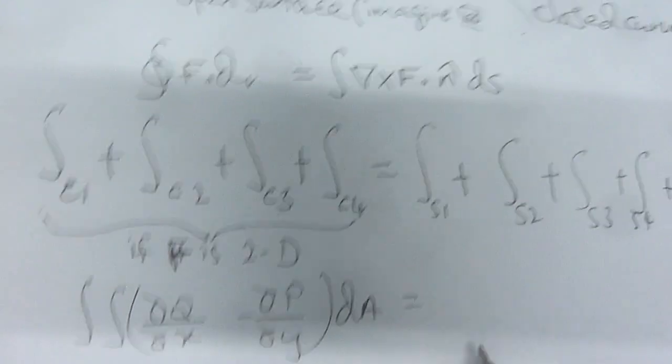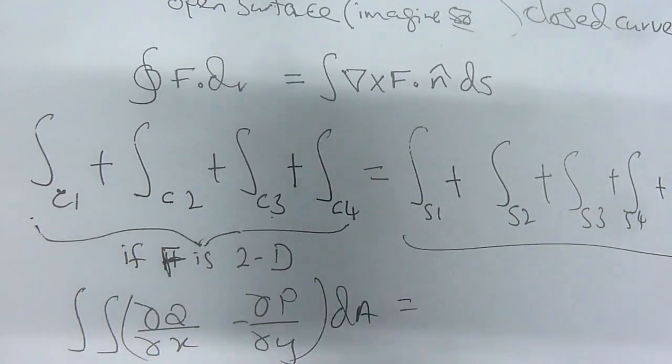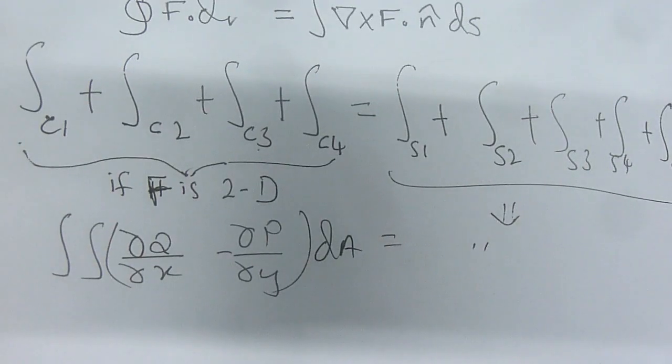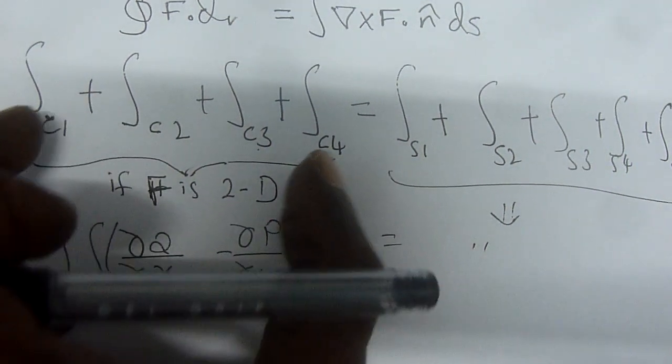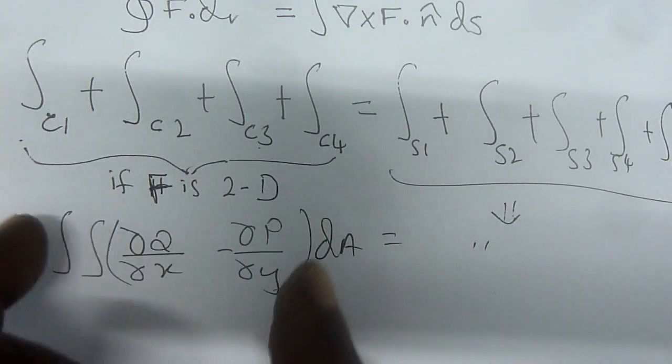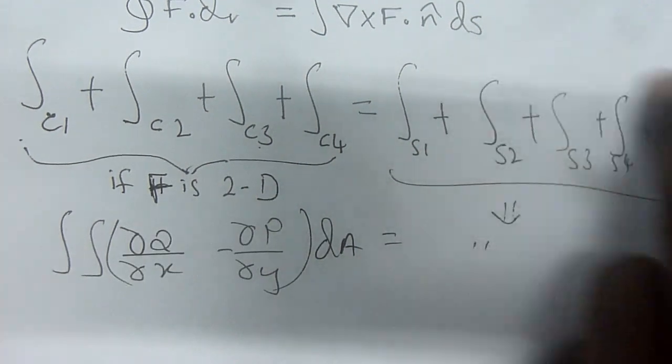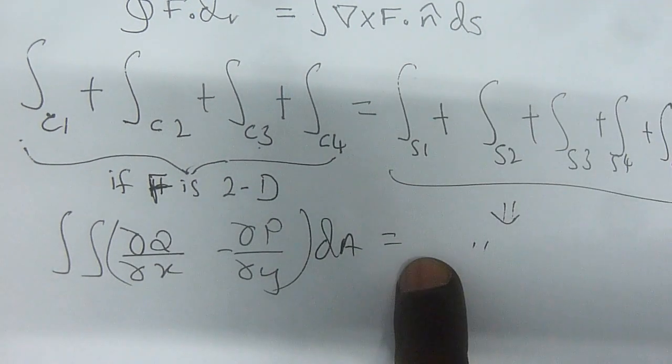With this, the whole thing, we need to bring it down, okay? Can you see that? If F is 2D, then we can straight away use Green's theorem, and it's equivalent to these five surfaces.